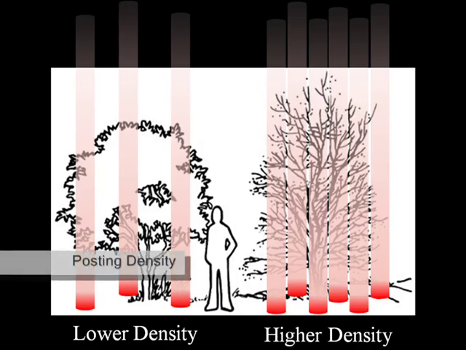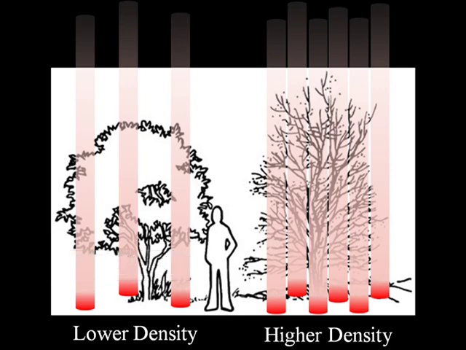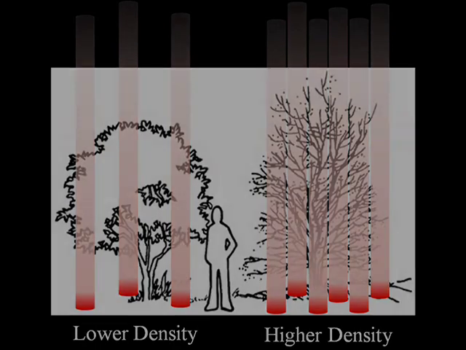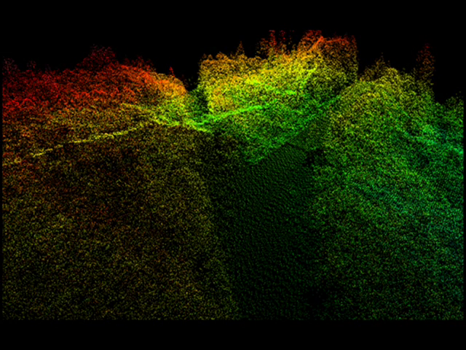Posting density refers to the number of recorded pulses per unit of area. Data densities range from approximately 5 meters between points to over 10 points per square meter. The data density required depends upon the application. The LiDAR point cloud is the primary product.